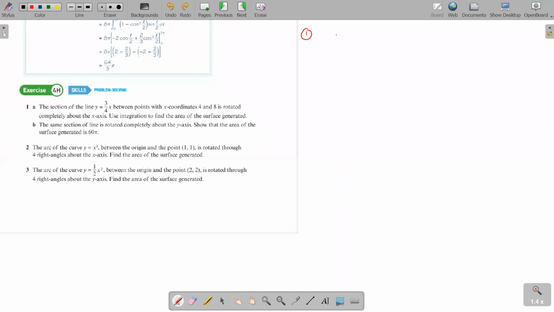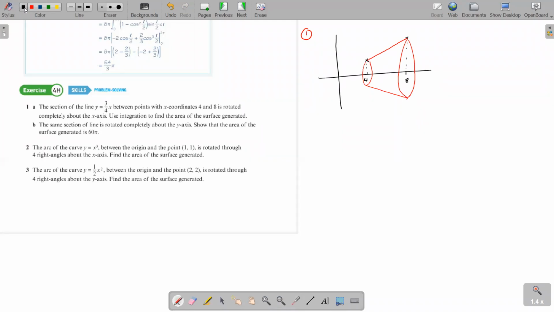If I just give you a visual idea, do you get what's happening here? y equals 3 over 4 x means at x equals 4, you have one y coordinate, and at x equals 8, you have another. So this is basically your graph. When you rotate it 360 degrees around the x-axis, you end up getting a shape like this. Basically, what they're asking us to do is to get the surface area generated by this particular shape.